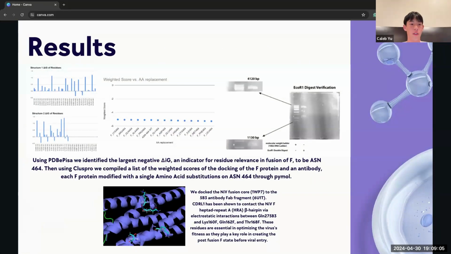For our computational results using PDB-PISA, we identified the largest negative delta G among residues in F to be asparagine 464. Then using ClusPro, we compiled a list of weighted scores of the docking of the F protein and an antibody we found in literature, point mutating asparagine 464 with every single amino acid through PyMol. We then found that when substituted with leucine, the F protein results in the highest binding score. However, the difference in binding scores were not very significant, as you can see here in the graph in the middle.